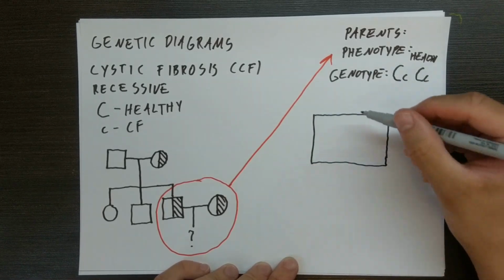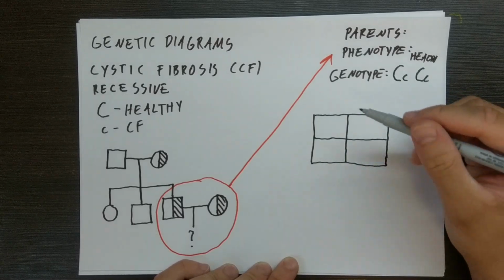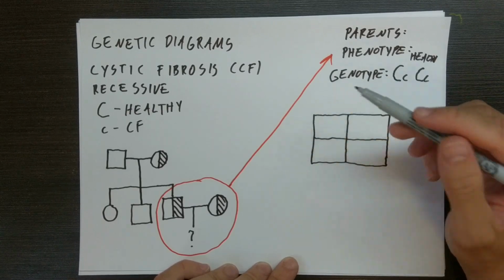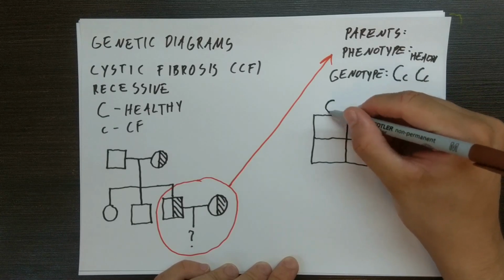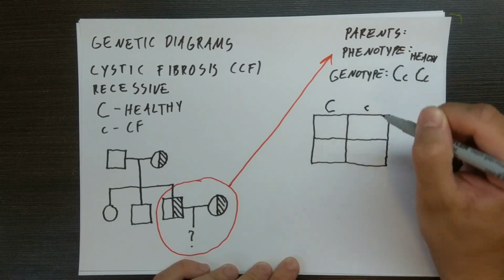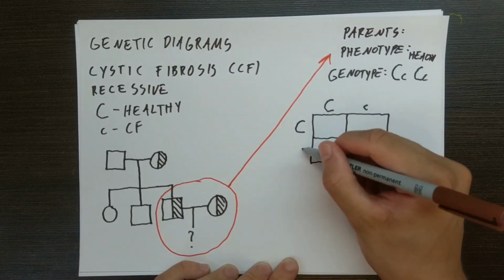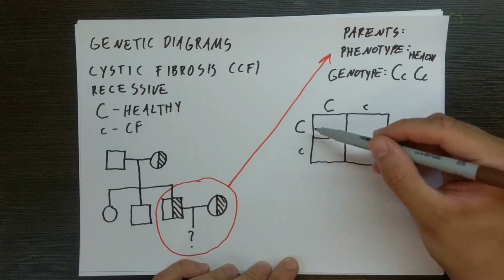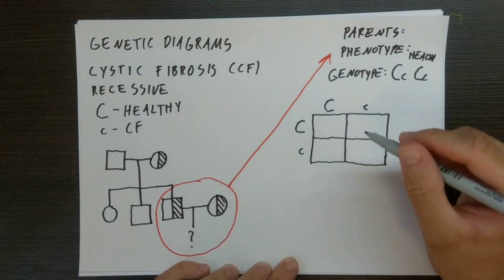We draw up a square, we split it in 4, and now we will put down all of the parents' alleles separately. So we put down one parent here, capital C and lowercase c, and we put down another parent here, capital C and lowercase c. And now, like a table, we read off the alleles that offspring will inherit.